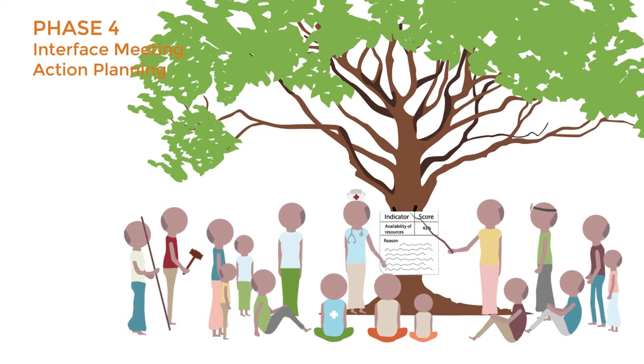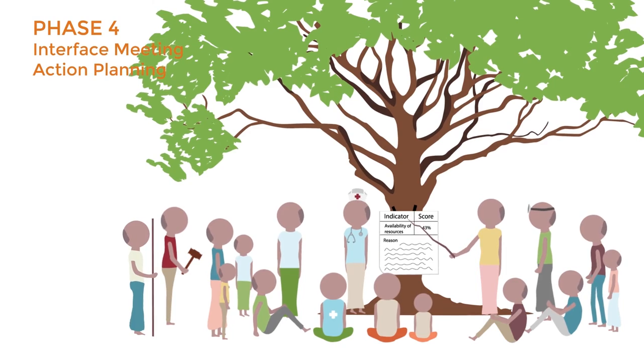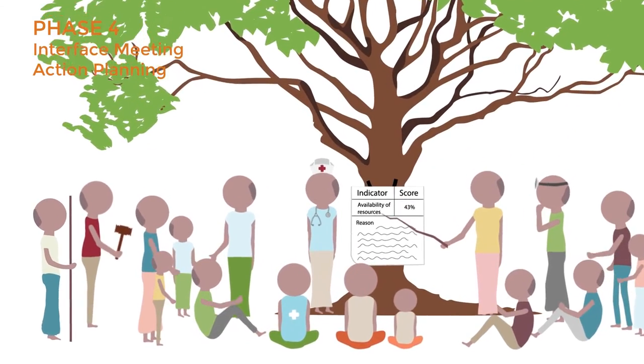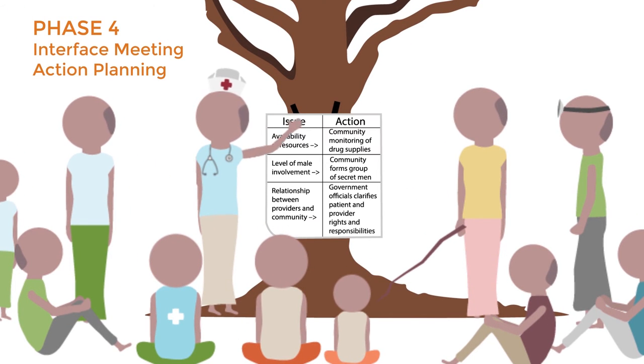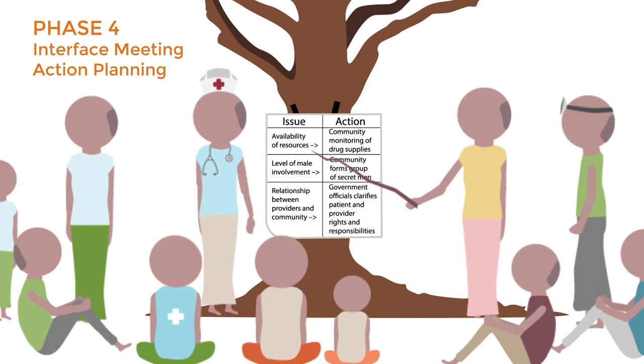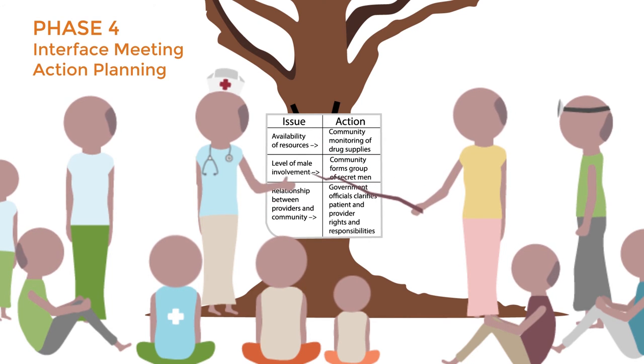The scorecard comes to life at the interface meeting. Community members, service providers, and local government officials discuss their respective scorecards, issues, and priorities. This joint conversation gives way to locally identified solutions and a community action plan.